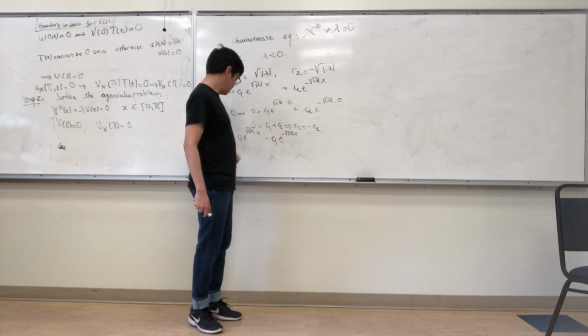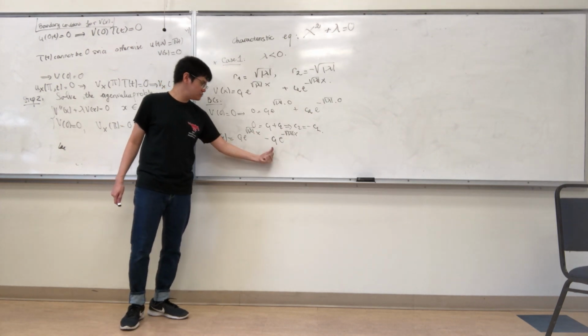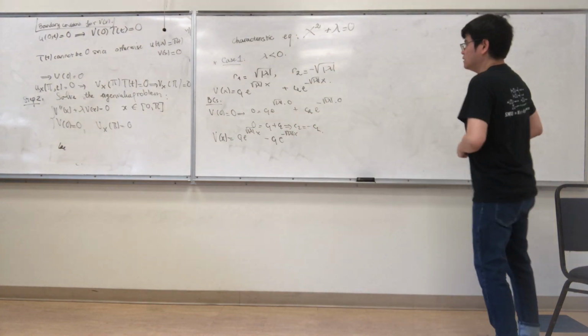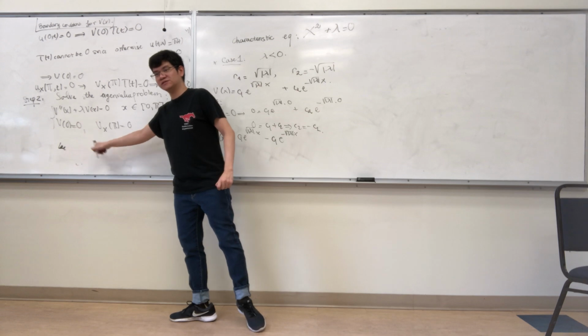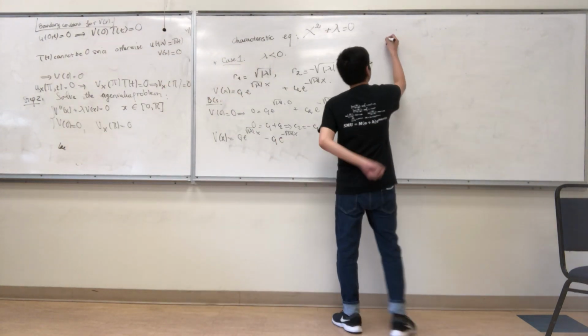You plug C2 here. You get V(x) is C1 exponential of this guy minus C1 exponential of this guy. Now you're going to use the second boundary condition. The second boundary condition is V'(x) at pi.